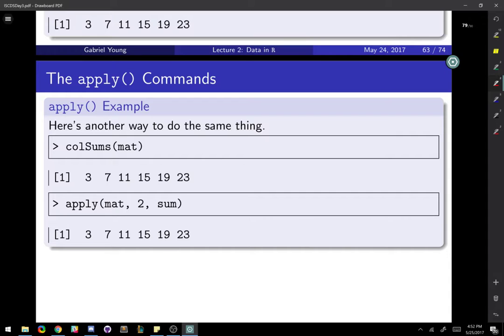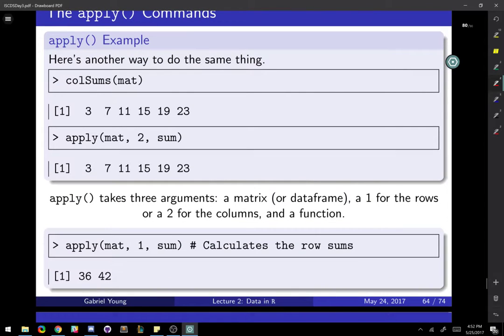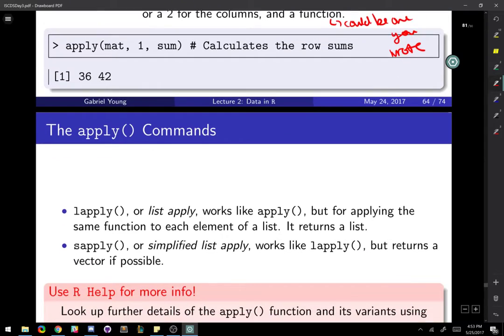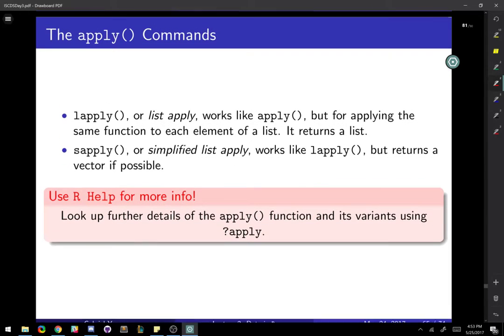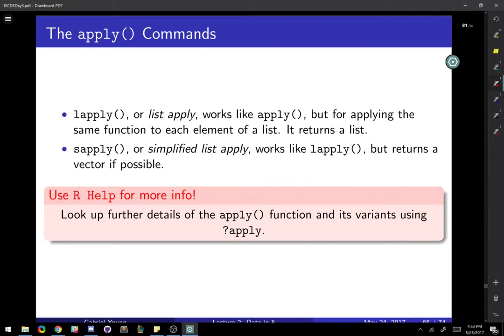So apply takes 3 arguments: a matrix or data frame, a 1 for the rows or a 2 for the columns, and a function. Again, the function can be something you wrote, not a built-in R function. So lapply, or list apply, works like apply, but applies the same function to each element of a list. So you're inputting a list, it returns a list, okay? Just be mindful of what objects these are returning. Like on the previous slide, this is returning a vector, but that makes logical sense, right?